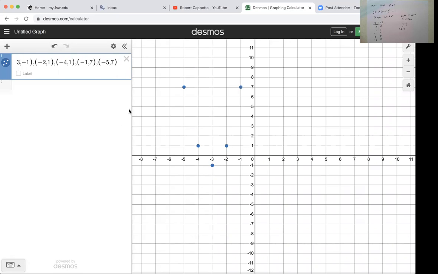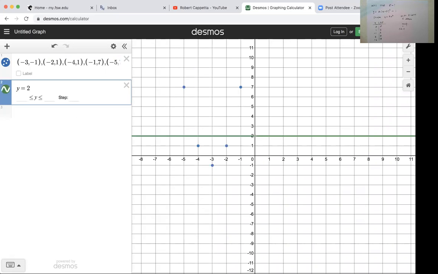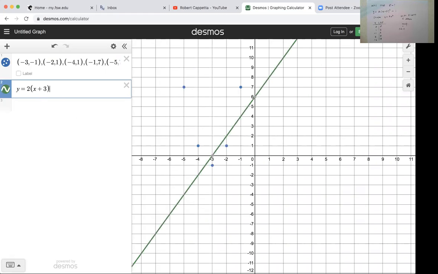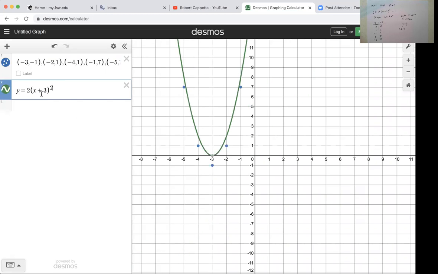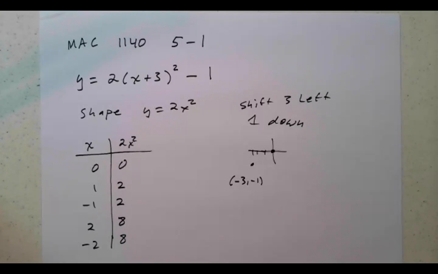So I've graphed those points. Now that should be the same as what we're looking for. Our equation was y equals 2 times (x plus 3) squared minus 1. And you'll see that it goes through all those points. And that's our graph for that function. That's what we're supposed to do, so I will stop.